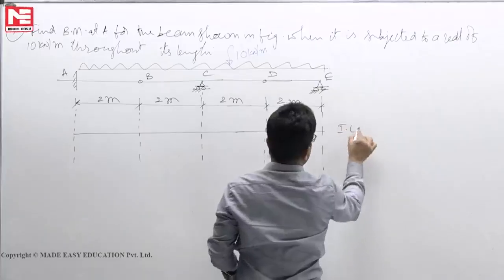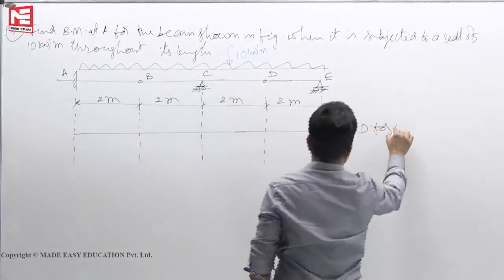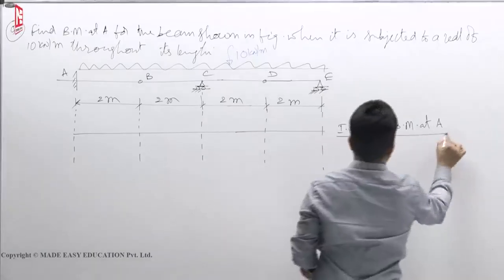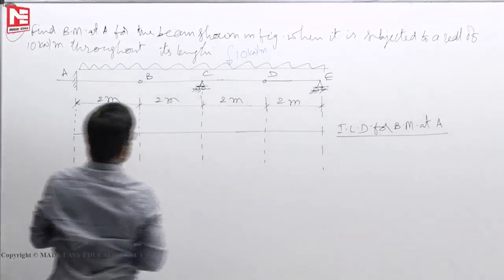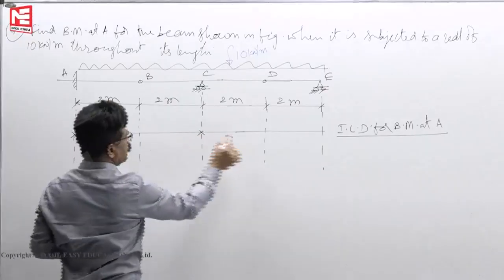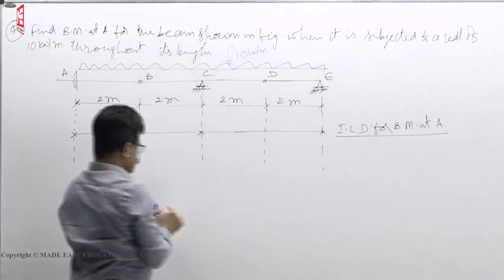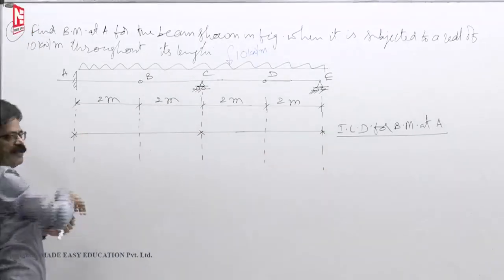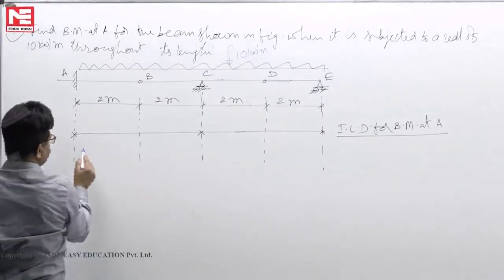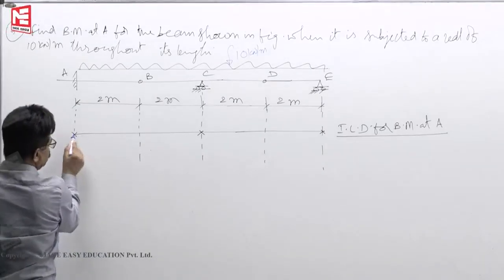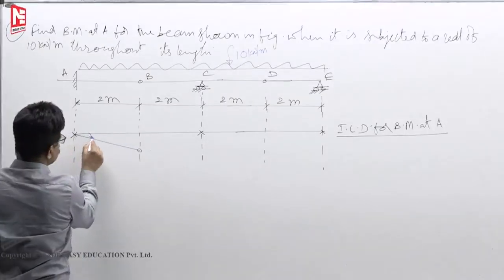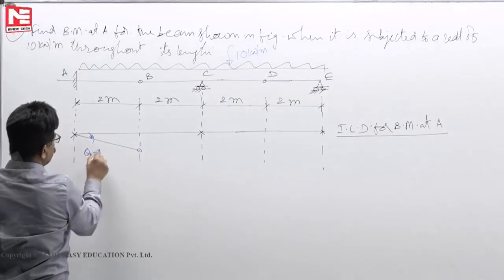This is the ILD for bending moment at A. The process I told you already: without removing the supports at A, C, E, assume an imaginary hinge at A and apply unit rotation as in the earlier process. When you assume an imaginary hinge and apply unit rotation, it will take up this position. This theta A is equal to 1.